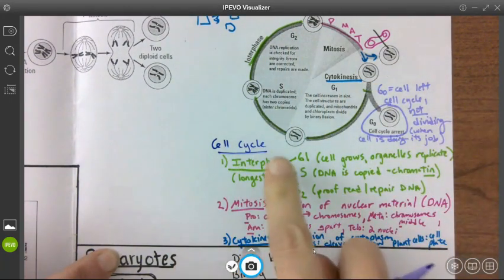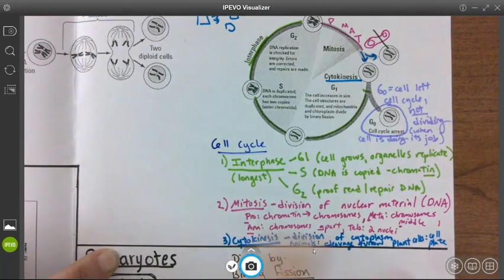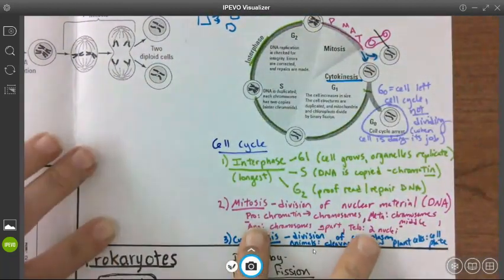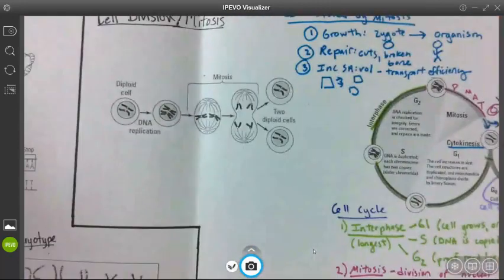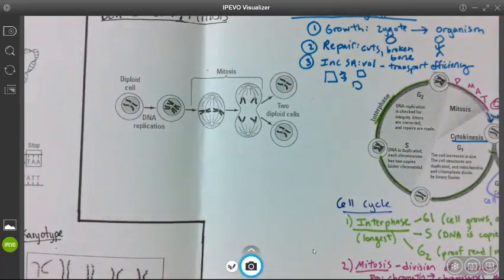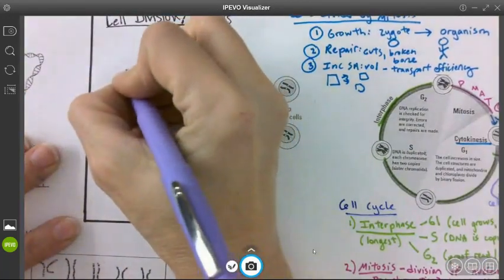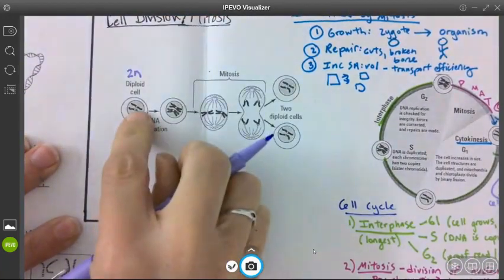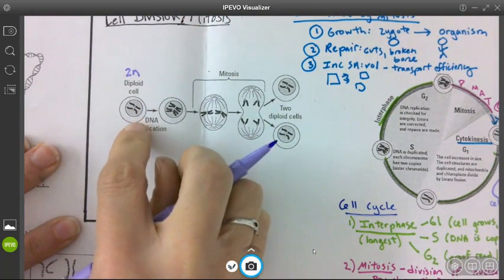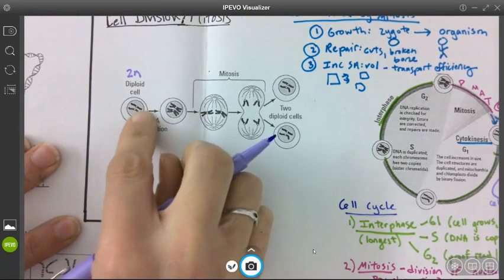Okay, and so instead of thinking about interphase, mitosis, and cytokinesis, I'm going to divide up the cell cycle a little bit differently. I'm going to use this diagram up here to do that. In this diagram, you see a diploid cell. Remember, diploid cells are 2N, meaning they have 2 copies of each chromosome. So here are 2 copies of this chromosome right here.